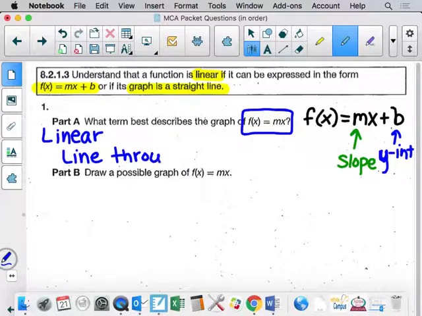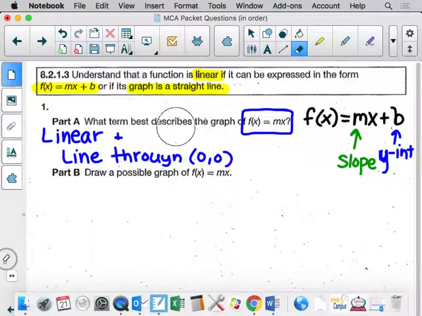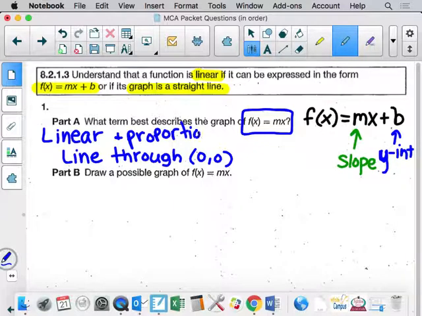A line through the origin, which makes it not only linear, but proportional. So this is going to be linear and proportional. Again, because it's a line, and the intercept is zero, because there's no y-intercept, that makes your line go through the origin. So it's not only linear, but it's linear and proportional.